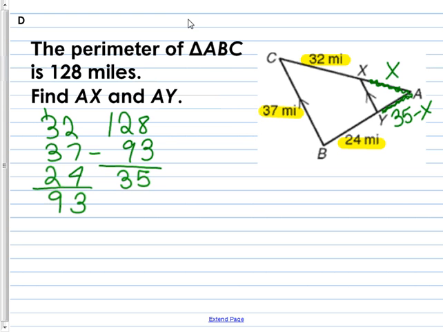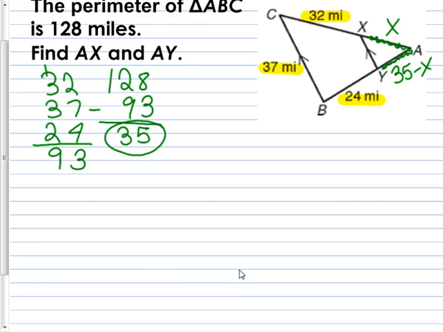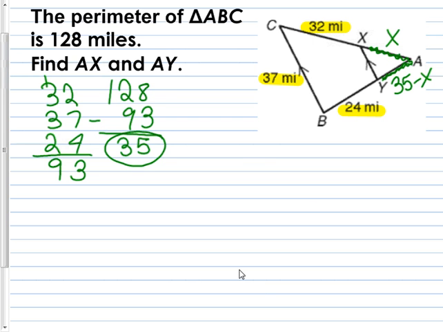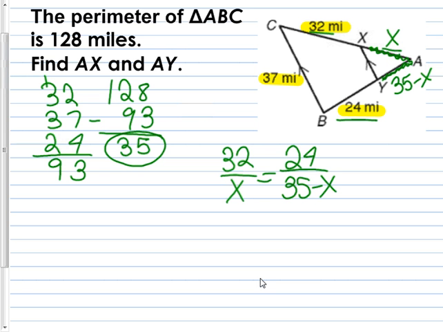And that's the only way that you can have two variables is when they're the same letter. So AX, we're going to call x. We don't know how much it is. But AY is 35, that's how much is left over total, minus whatever AX is. And now we can set this up as a proportion. So I'm going to do 32 over x is equal to 24 over 35 minus x.